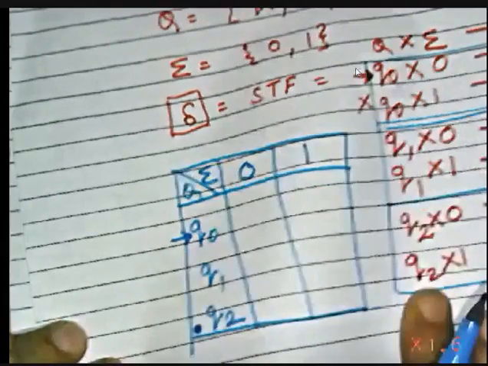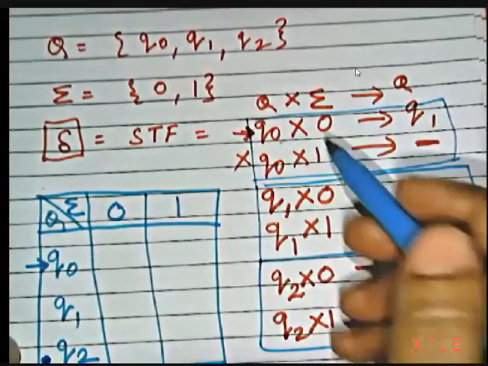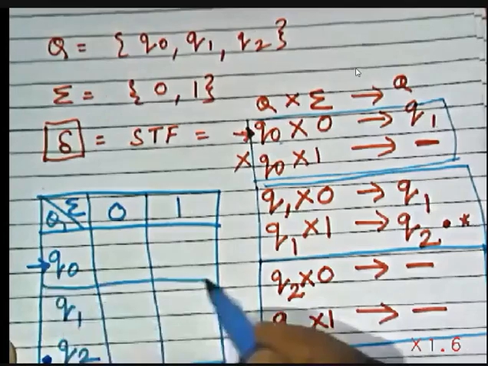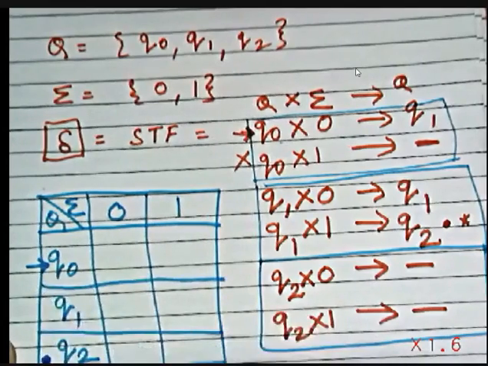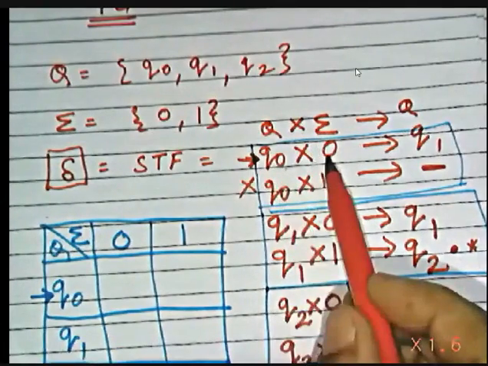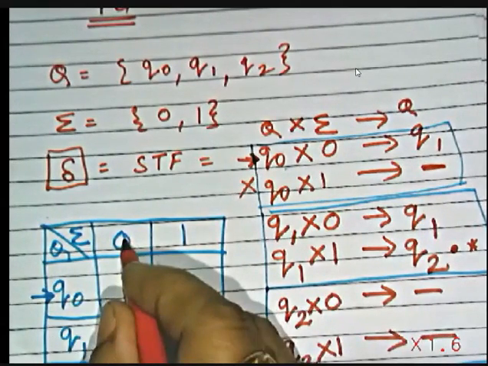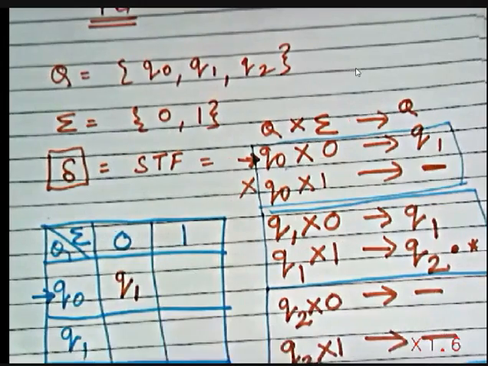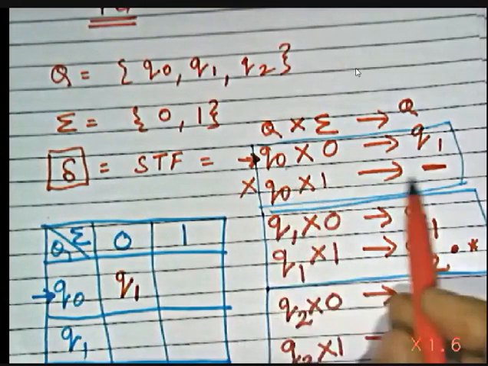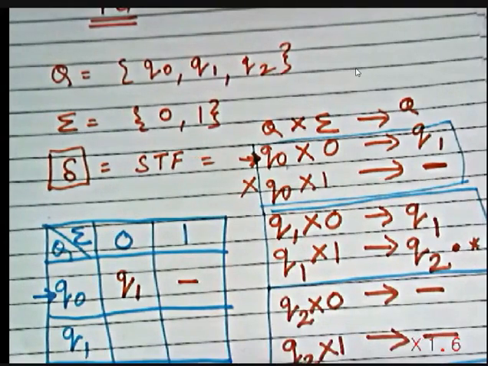Now we have just seen all these things from the given finite automata. I am just putting these values here. I'll make rows like this and now I am filling the values. So Q0 on 0 is giving me Q1. So I am writing Q0 on 0 is moving to the next state, that is Q1. Similarly, Q0 with the input 1 is going nowhere, so I am just marking here dash. Clear?